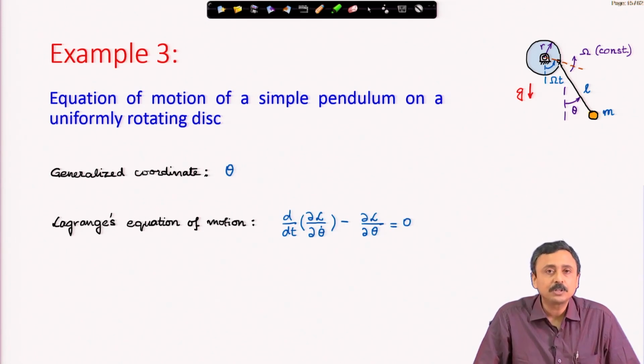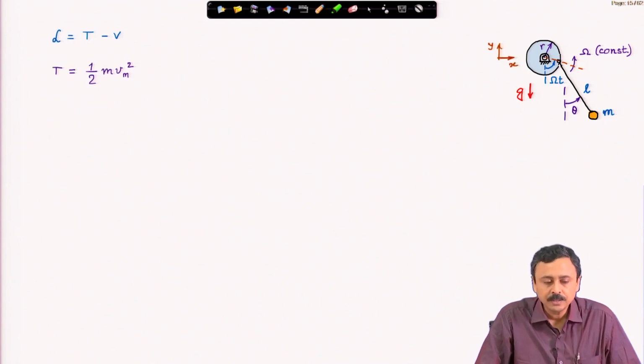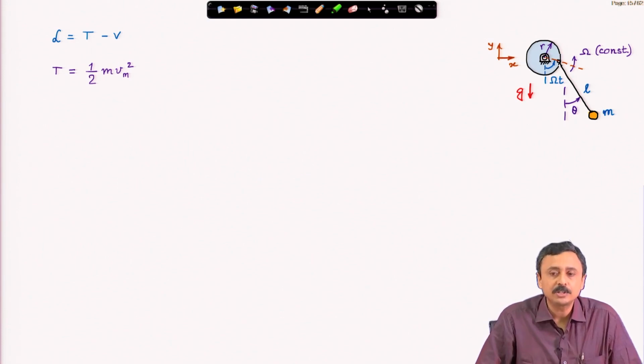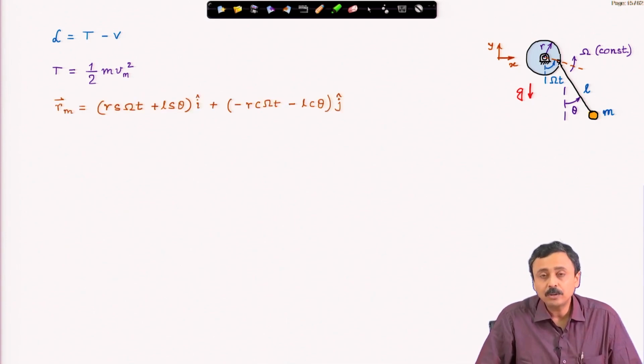The Lagrange's equation, therefore, there is only one Lagrange's equation, and that corresponds to the generalized coordinate theta. The d dt of del L del theta dot minus del L del theta is 0. We have to write down the Lagrangian, which is kinetic energy minus potential energy of the system. Let us start with the kinetic energy. The bob is massive, so that only contributes to the kinetic energy. We have to find out the position of the bob, the physical coordinates of the bob, which will be known in terms of theta and that angle omega t, which means in terms of time, omega being a constant.